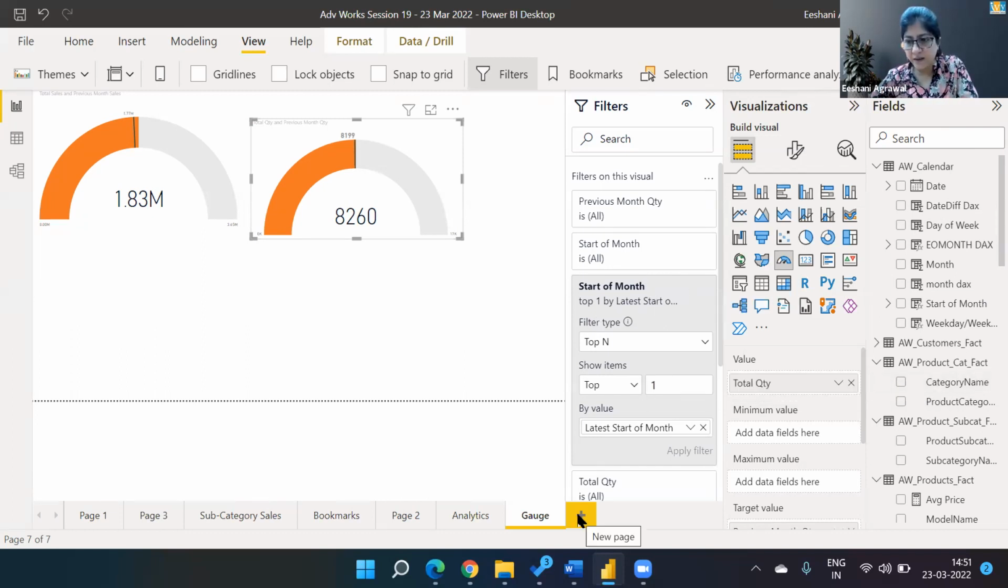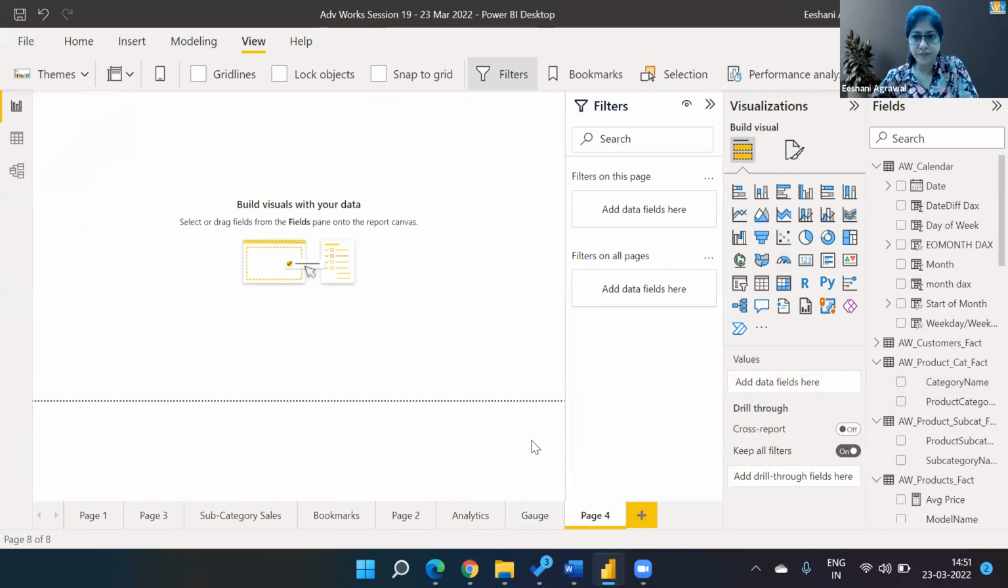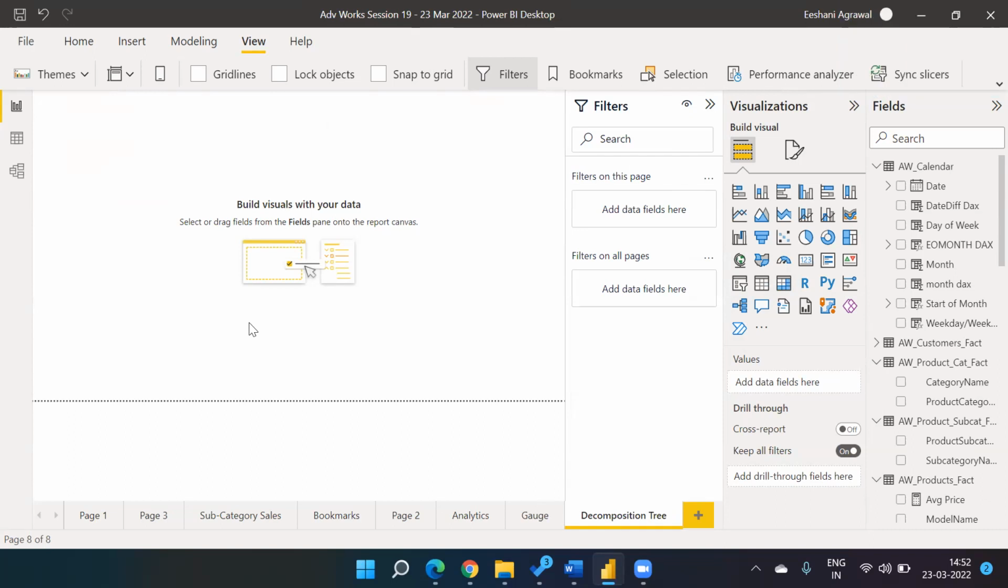Okay, next thing is, let's talk about this very interesting chart called decomposition tree. Has anybody heard about it? What is a decomposition tree? It also helps us to understand how a particular value is flowing, which is the highest, which is the lowest, and so on and so forth.